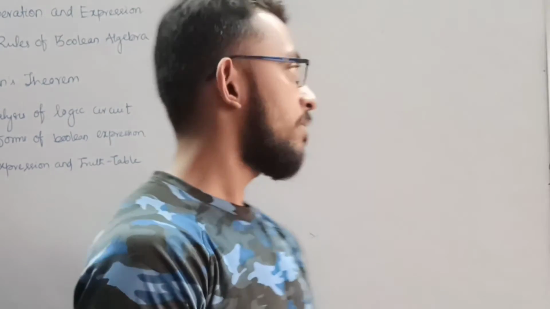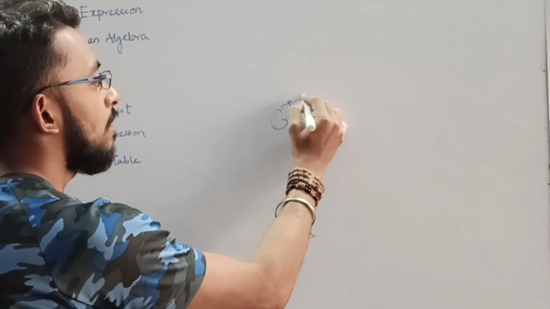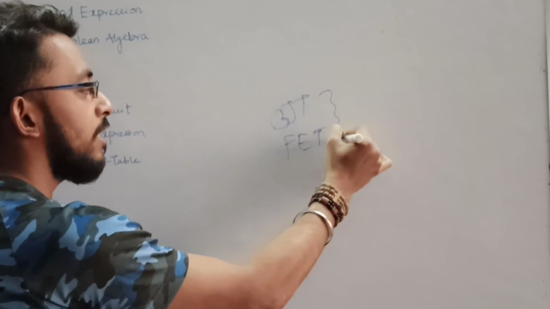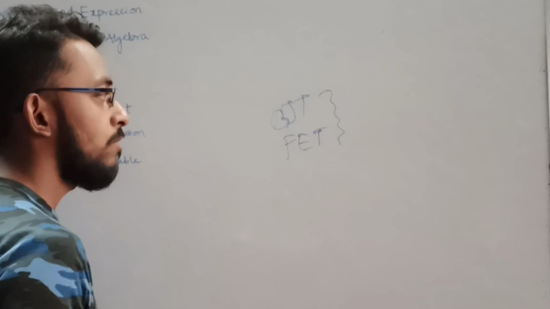In the next video we will do one quick revision of this third module. After that we will start BJT and FET, that is bipolar junction transistor and field effect transistor. These two chapters are left in our second module, and that will start after one video. Okay.